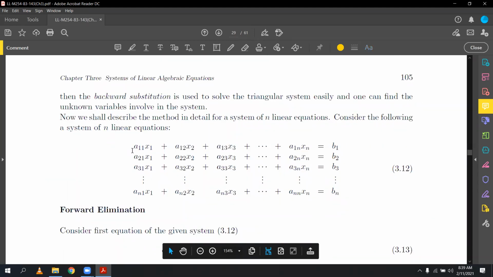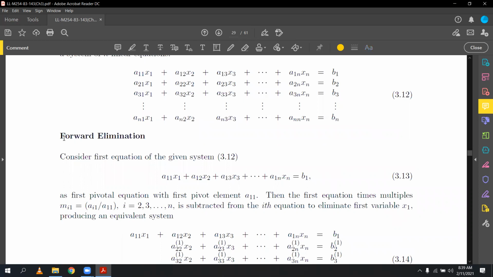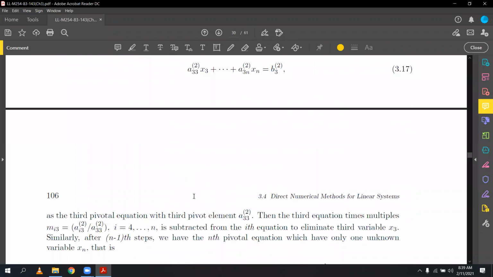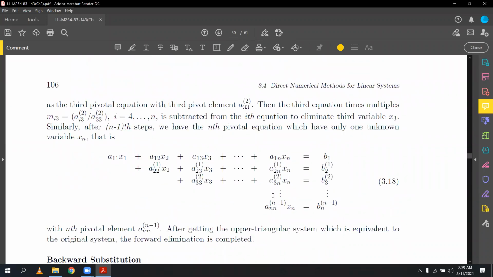We start with the system. The first step, forward elimination, we do. And here, it means what we have to do. We have to make all the elements below the diagonal element 0. Because if all the elements below the diagonal element are 0, what do we call it? We call it upper. Like we did here, we use the procedure here. And we have this, and this is the shape we have here. This is your upper system.